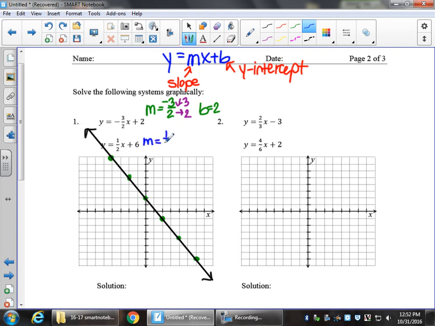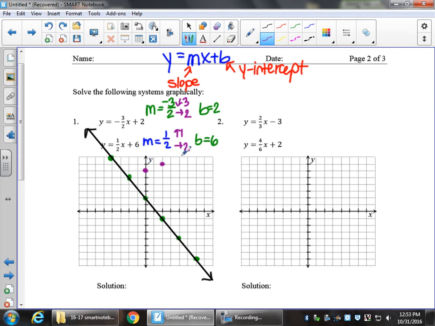Here, m equals 1/2, which would mean up 1, right 2, and identify B, which is 6, positive 6 right there. So we're going to use this piece of information first, B equals 6. So I go 1, 2, 3, 4, 5. I'm going to put this in a different color. 1, 2, 3, 4, 5, 6. There's my starting point. From here, I'm going to follow my slope, rise over run, vertical change over horizontal change, however you like to see it or think about it. I'm going to count up 1, right 2.